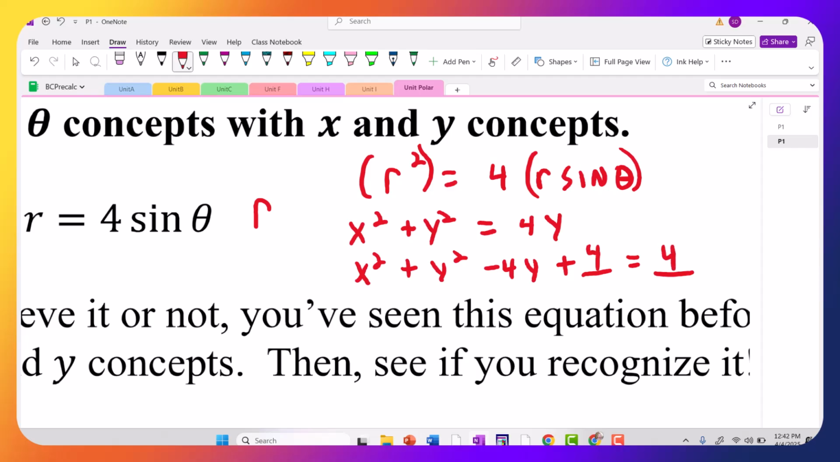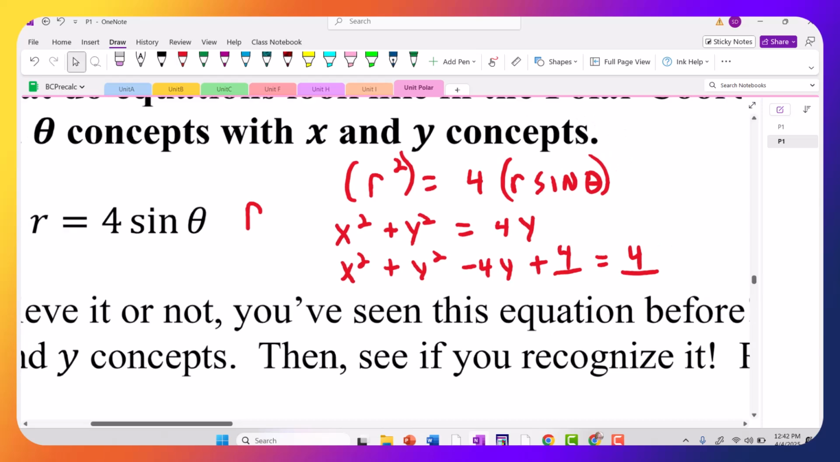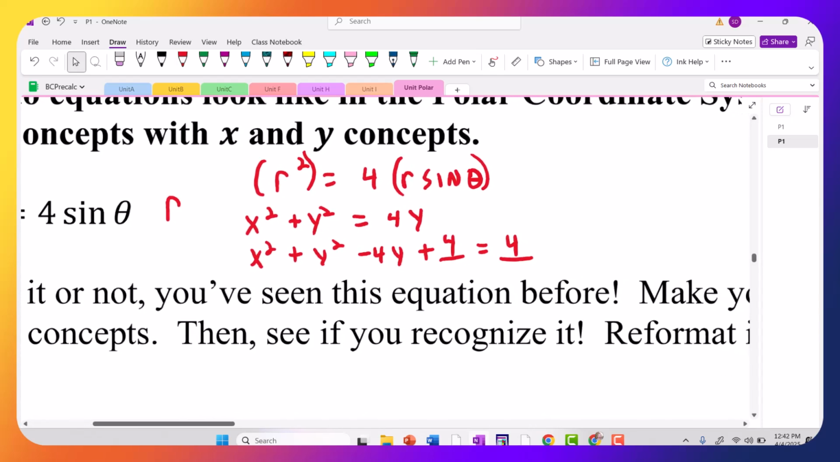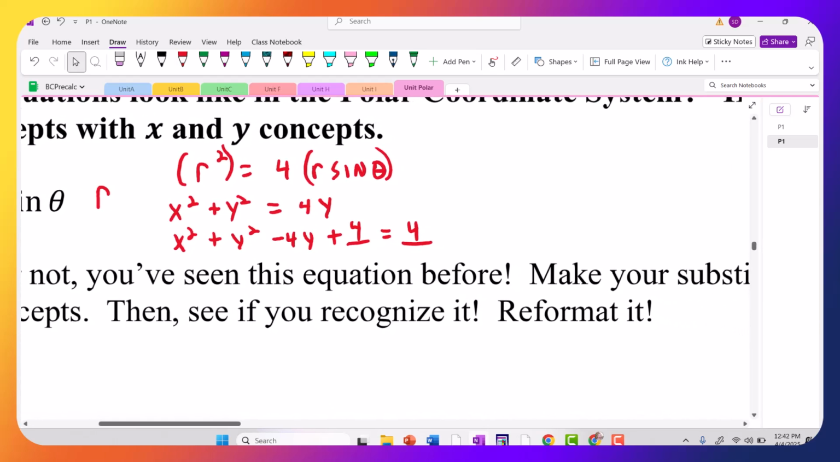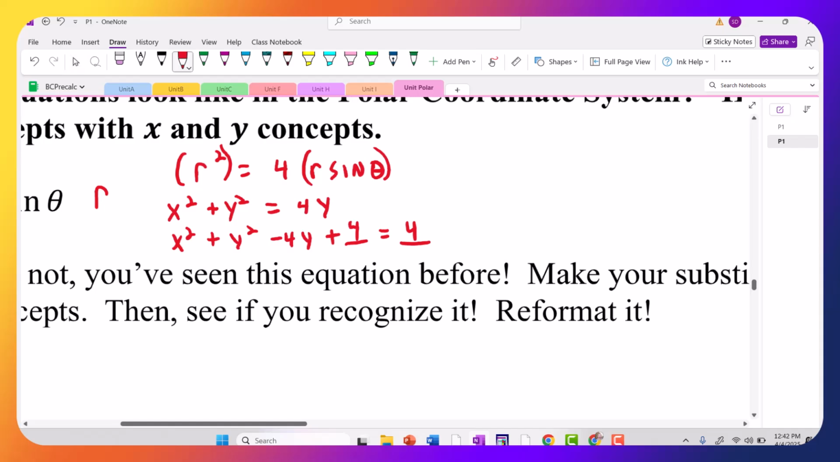You did this last year. This was during conic sections. Okay, I can't remember us completing the square once this year. I may be wrong. I don't remember where that would have come about.